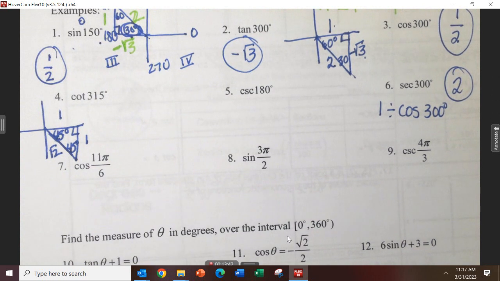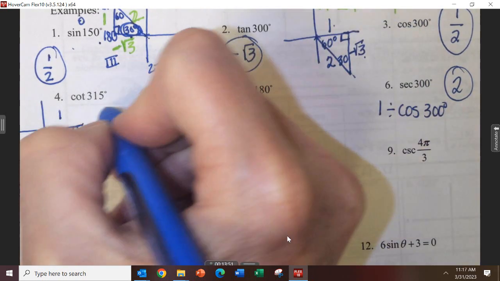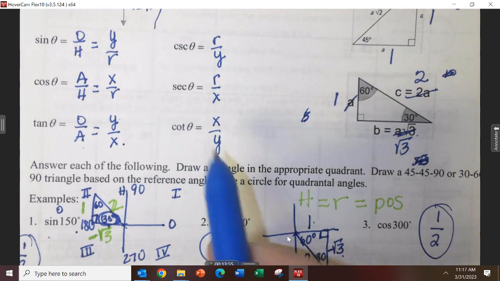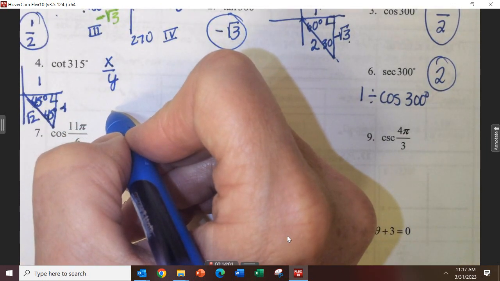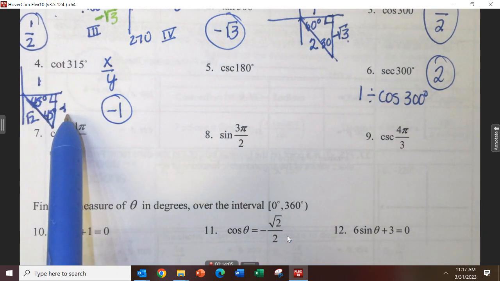Does anything need to be negative? Which one, x or y? Y. Cotangent is x over y. So therefore, what's it going to be? Negative 1. It's 1 divided by negative 1. That's negative 1.